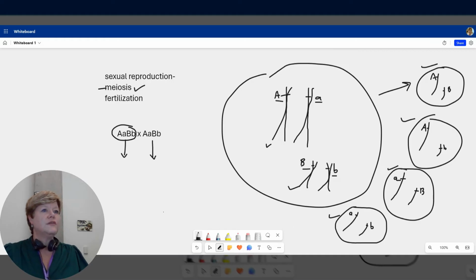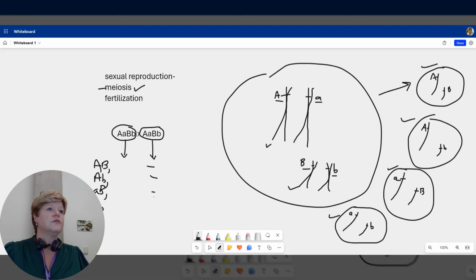And so instead of drawing this all out, what we usually do is just write the letters. So some gametes will have big A with big B, comma, some gametes will have big A with little b, comma, little a with big B, comma, little a with little b. Since the other individual that's involved in this mating is the same genotype, then it would be the same four gamete types. So these are your gamete genotypes.